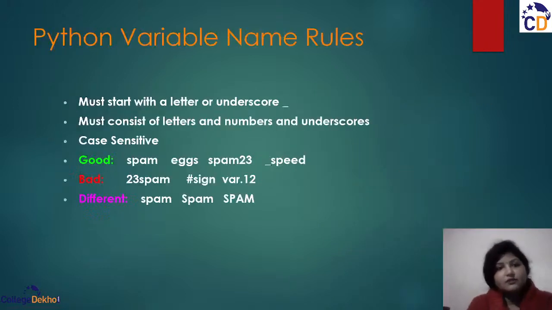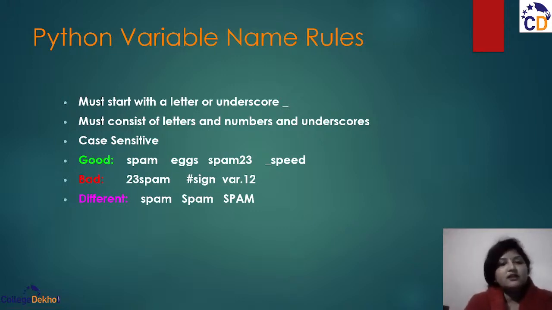Now let us move to the next part. What are the rules that we have while defining variables in Python? It must start with a letter or an underscore. We usually don't use numbers to start; we usually use name characters only. Underscore is the only special symbol which is used for defining a variable name. It must consist of letters, numbers and underscore. These three are the only ones allowed for defining the name of a variable.